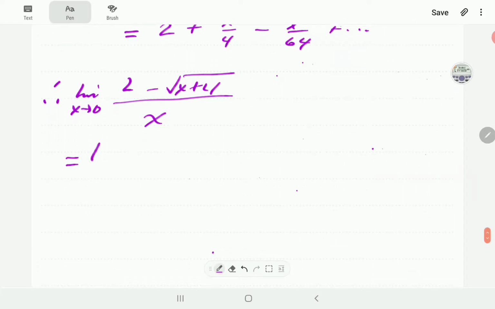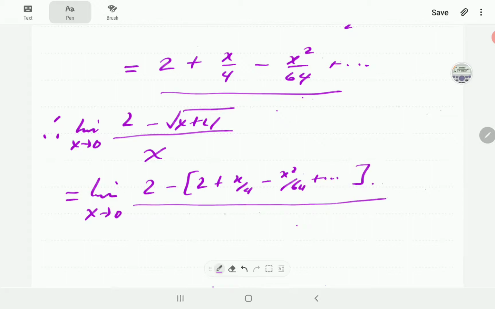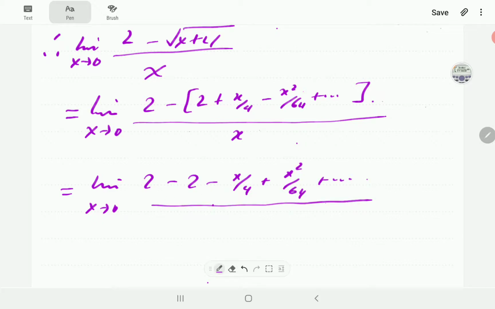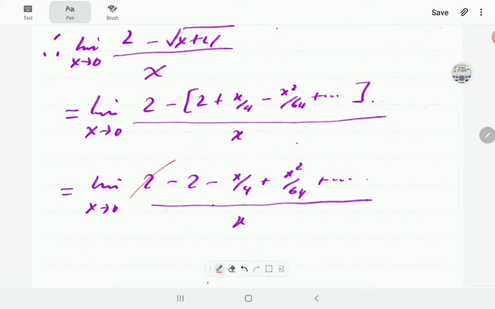Now, the second term, we are going to substitute this binomial expansion over 64. Then we're going to remove the square brackets. So remember, when you remove the square brackets, the signs inside the square bracket are going to reverse. And then these two terms are going to cancel out.